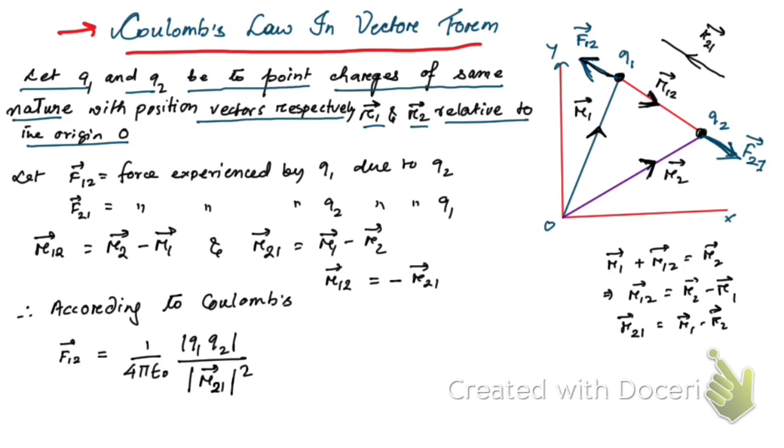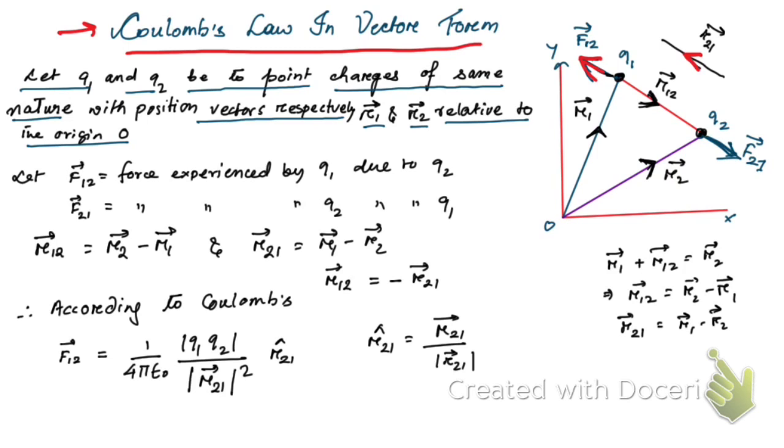Here you can see the direction of F12 is the same as the direction of R21. That's why I have written R21, and I have taken the magnitude only, so direction will be given by the unit vector of R21, right? R21 cap is the unit vector of the R21 vector. Hope you know these things. It's a vector.